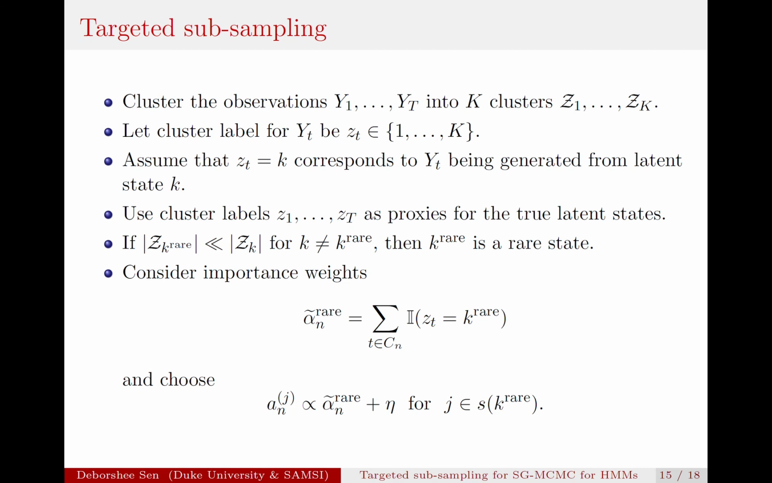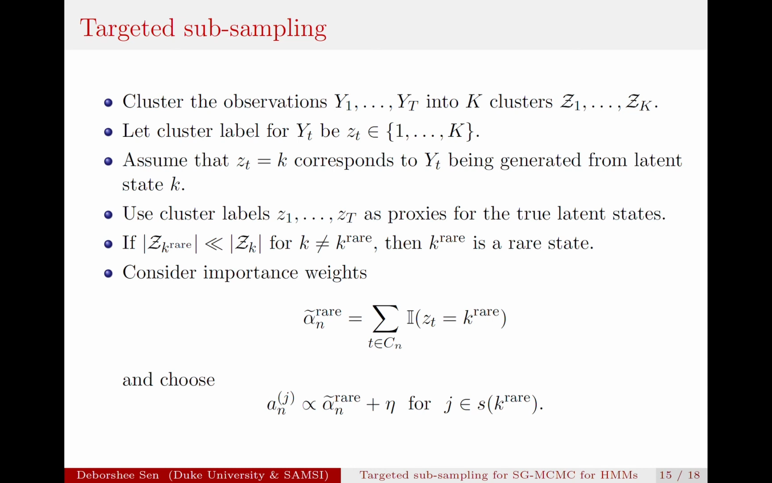These are unknown, so the way we approximate the latent states is as follows. We look at the observations y_1 to y_T and cluster these observations into K clusters, C_1 to C_K, and let z_t be the cluster label for the tth observation. So z_t equal to k means y_t is generated from the latent state k. We use these z_t's, the cluster labels, as proxies for the latent states. So how do we know which is the rare state? Well, if one cluster contains very few observations, we just assume that that's the rare state.